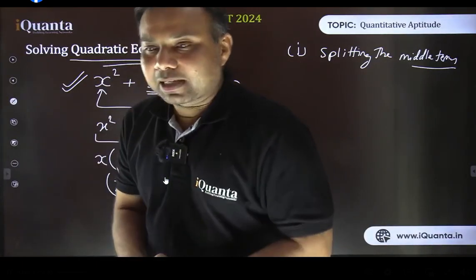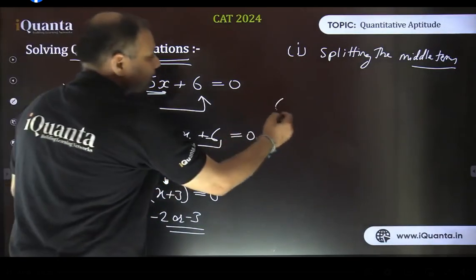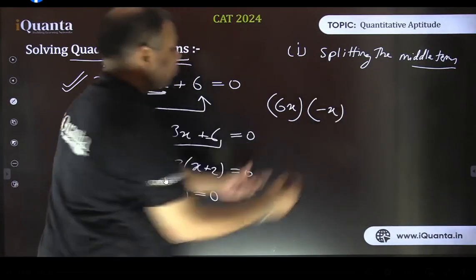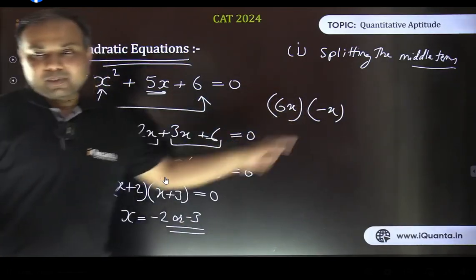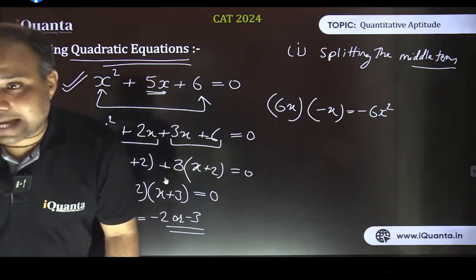Yes, split it into 6x minus x. Okay, Nikita is saying 6x minus x. If we break it into 6x minus x, what is going to be the product? Of course, their sum is equal to 5x only. But if I multiply them, this product is going to be negative of 6x square, isn't it?